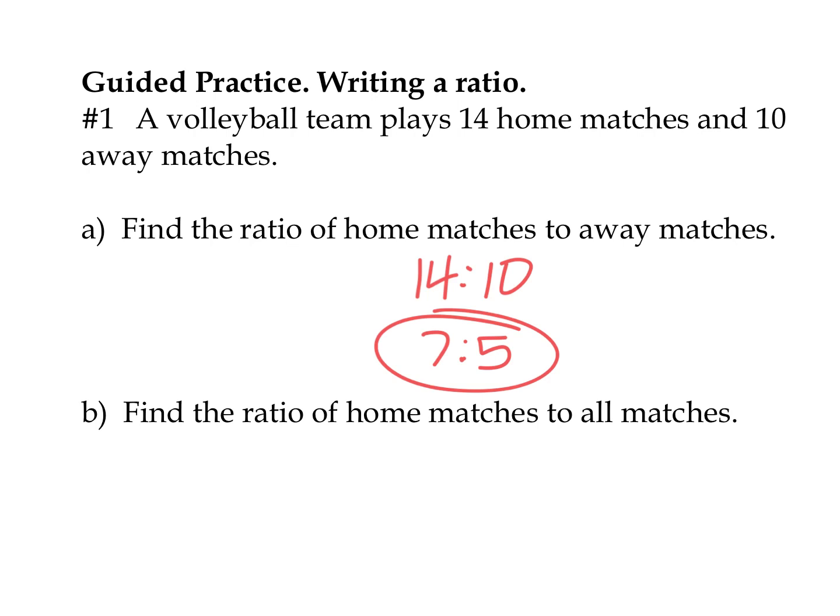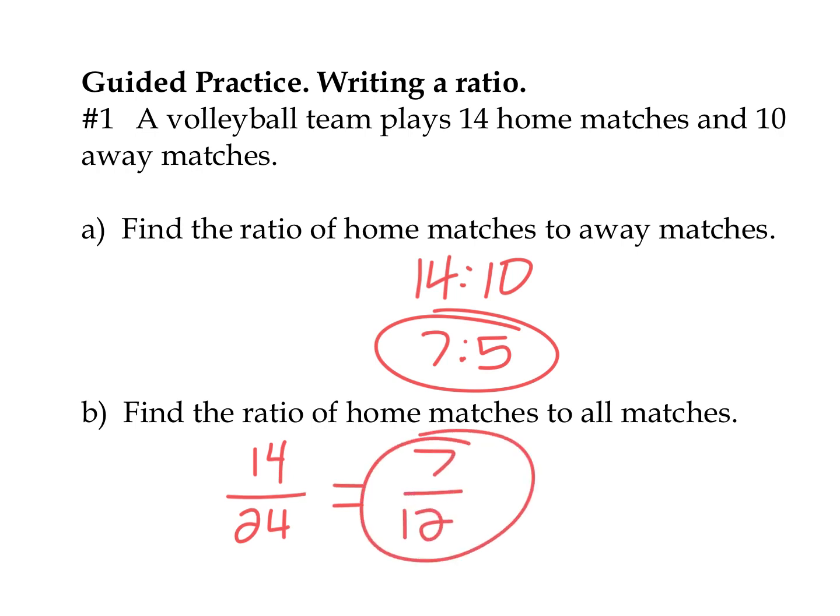Now we want to write a ratio of home matches to all matches. So the home matches are 14. All matches is 24, right? We'd add the 14 and 10 to get the total matches they've played. And here I wrote it as a fraction. Okay, that's fine. We can see it written this way. And this would be equal to, if we simplify it, right, again, we could divide both of these by 2 and get 7 to 12. So the ratio of home matches to all matches is 7 to 12.